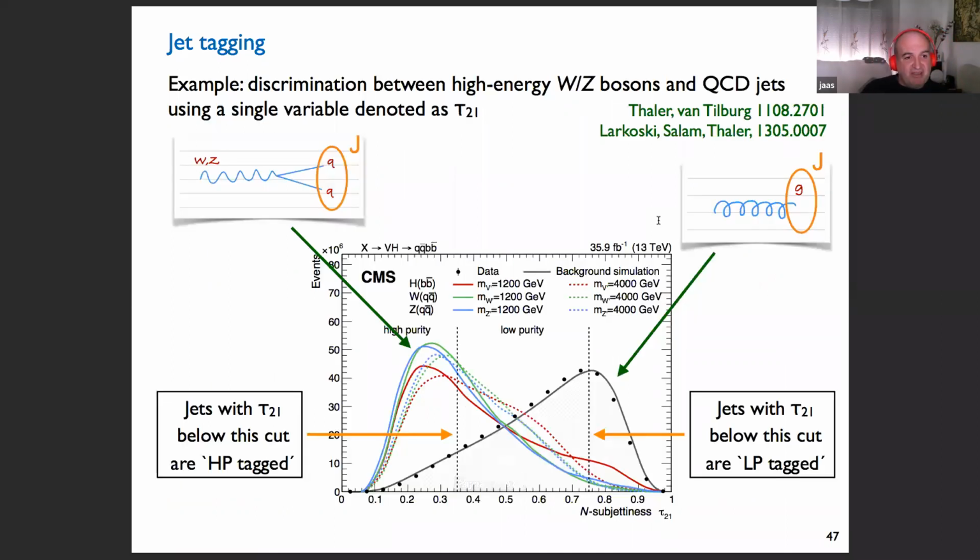For example, you have here a distribution called tau2-1, which is used by CMS to discriminate Z and W bosons from jets. This is a distribution for several values of the parameters for the W or the Z, and this is the distribution for a quark or gluon jet. And then you see that they are different. You may cut here or here, discard what you don't like, and then you reduce the background.